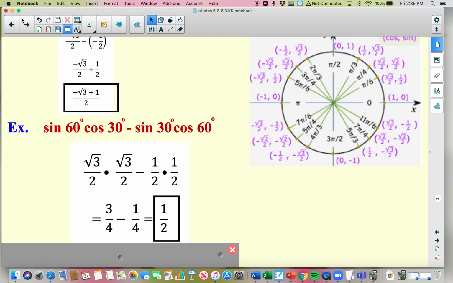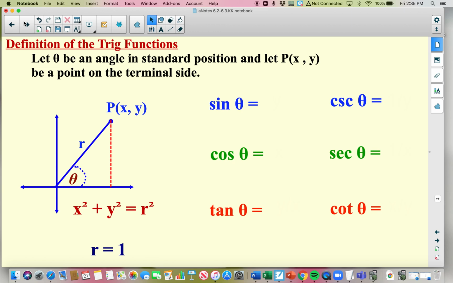All right, up next, quick reminder. When you have an angle in standard position with a terminal side, if it's a unit circle question, x squared plus y squared equals radius squared, and on a unit circle, your radius would be 1. The sine and cosine values are y and x. So your sine is y, your cosine is x.